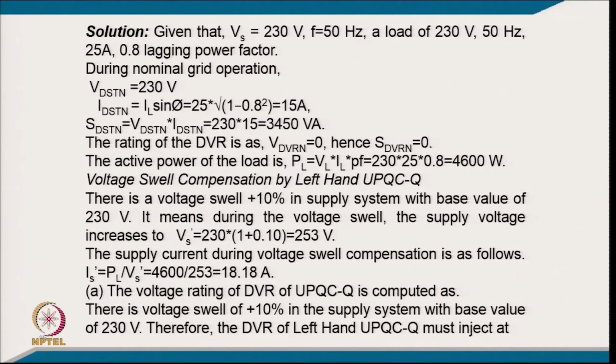Vs equal to 230 volt at 50 hertz, a load of 230 volt 50 hertz 25 ampere and 0.8 lagging power factor, and during nominal grid condition the voltage is 230 and the STATCOM is supplying reactive power. So, at 0.8 power factor of 25 ampere, it comes 15 ampere. So, the STATCOM rating is 230 into 15. So, it becomes 3450 VA, and the rating of DVR we said is 0 VA in the normal condition, and the active power of the load you can find out typically 4600. So, that is under normal condition.